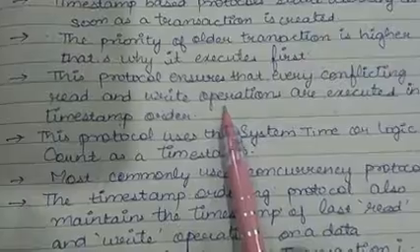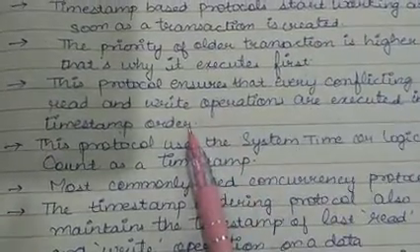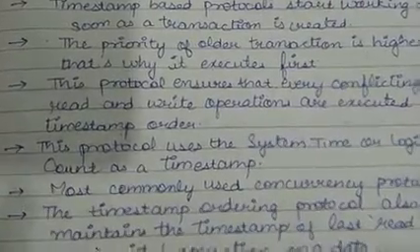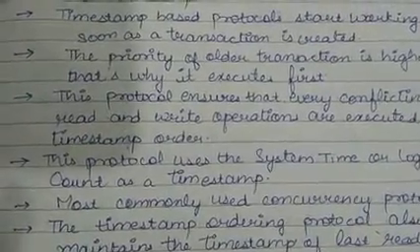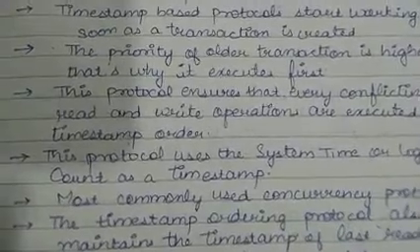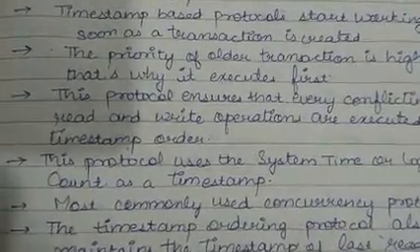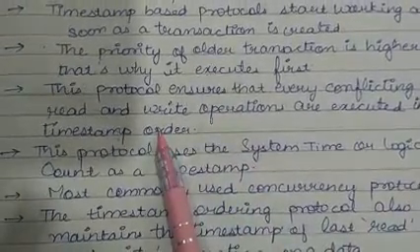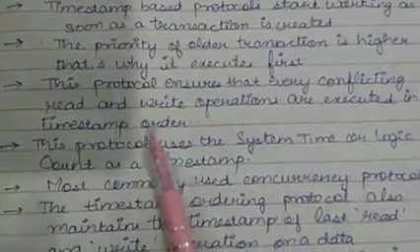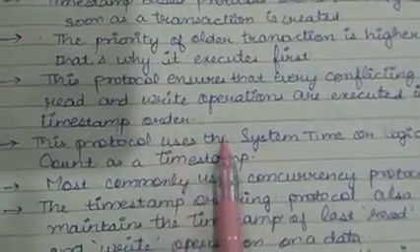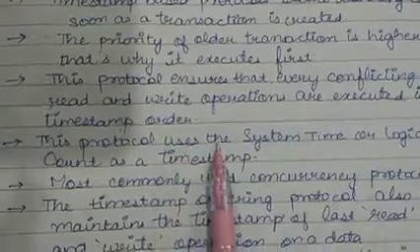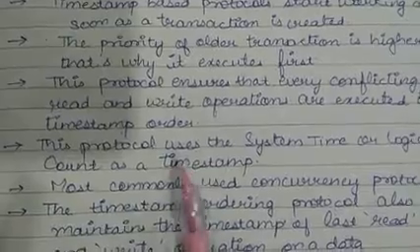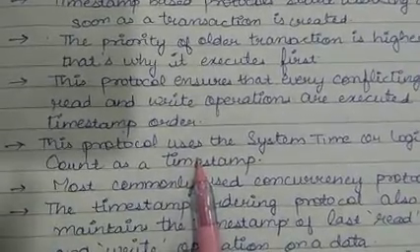This protocol ensures that when we were talking about conflict issues, like in conflict serializability, where we talked about the properties of when a conflict will occur, every conflicting read and write operation is executed in timestamp order. These operations are conflicting operations, and they create conflicts in our schedule. So these conflicts are solved by using this timestamp based protocol.